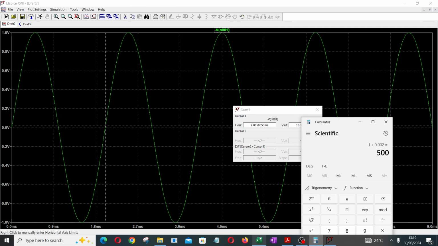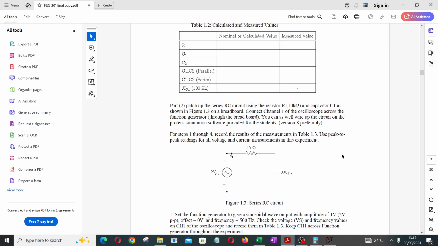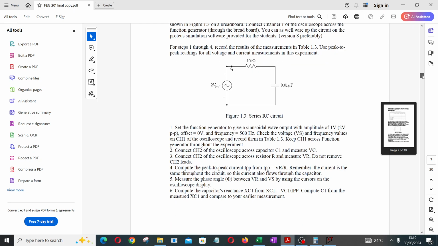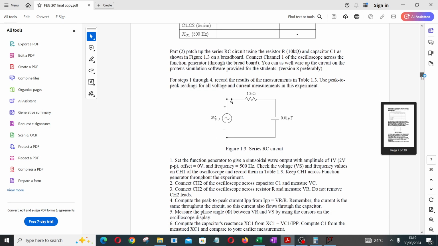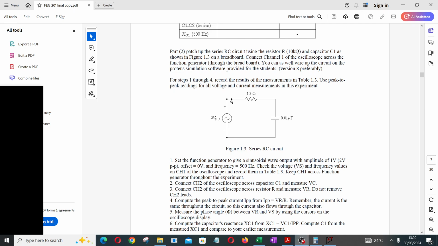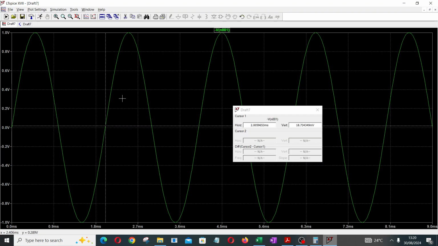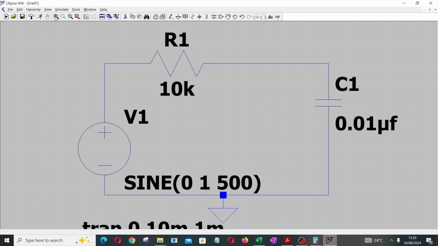Okay, so now from the laboratory, the first step is to measure the frequency, to confirm the frequency, which we have just done. The other steps are to measure the phase angle. Step 2 says we should connect channel 2 of the oscilloscope and measure VC, the voltage across the capacitor. That one is as simple as anything. Just go back to the system. Let's stop this simulation. I want to measure the voltage across the capacitor.